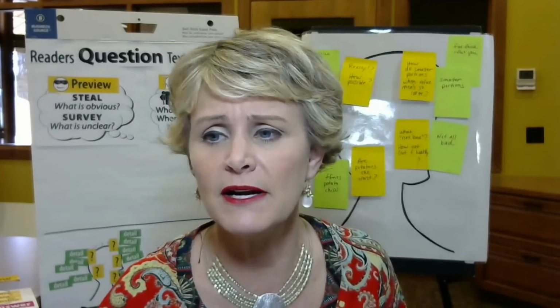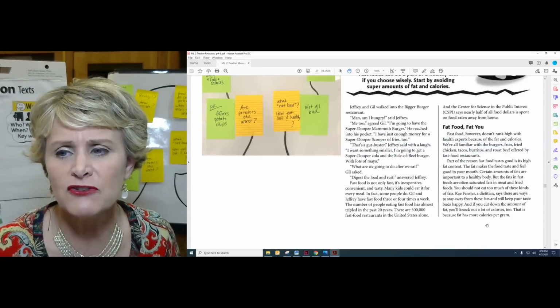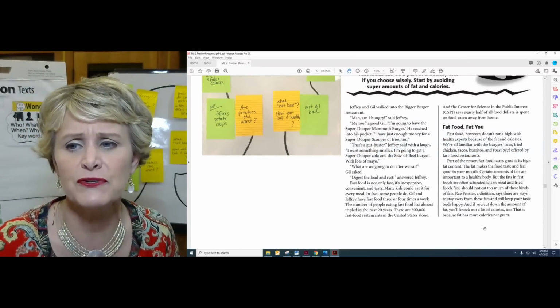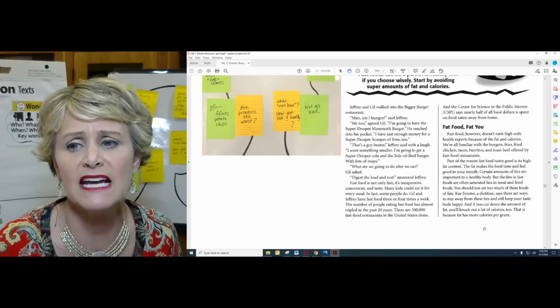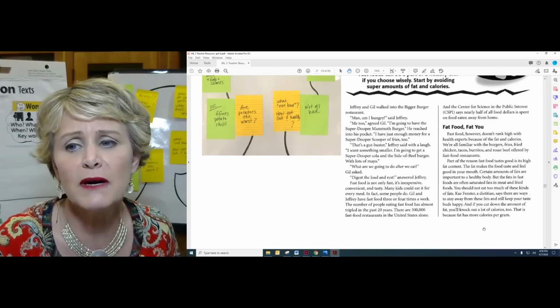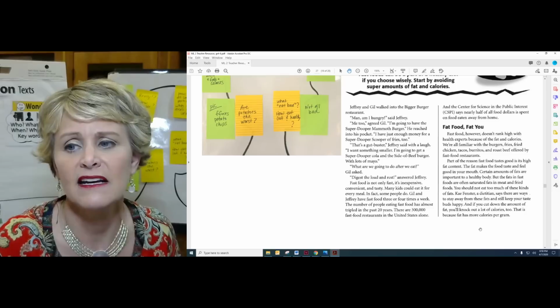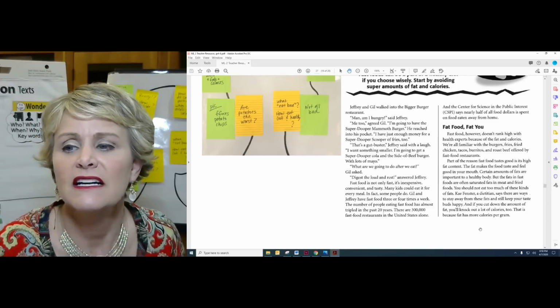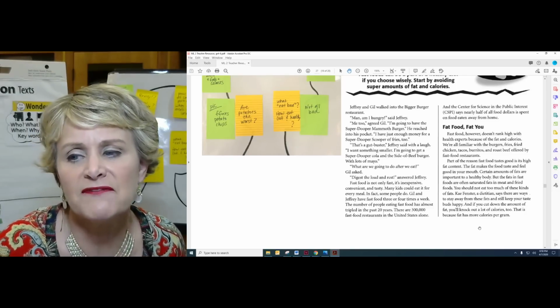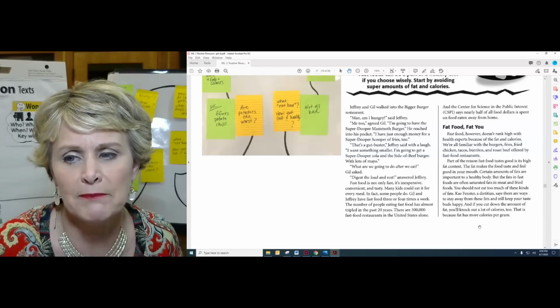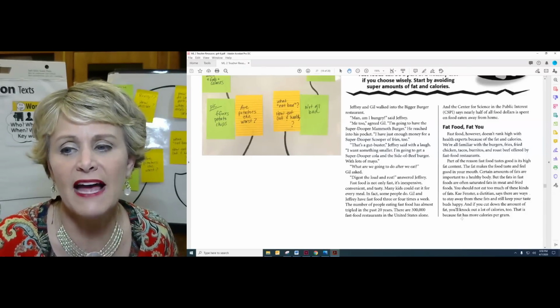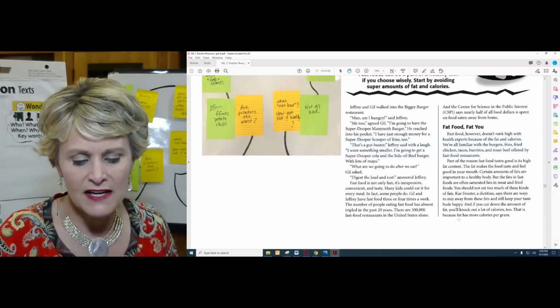All right, let's keep going. Certain amounts of fats are important to a healthy body, but the fats in fast foods are often saturated fats in meat and fried foods. You should not eat too much of these kinds of fats. Kate Fenster, a dietitian, says there are ways to stay away from these fats and still keep your taste buds happy. And if you cut down on the amount of fat, you'll knock out a lot of calories too.